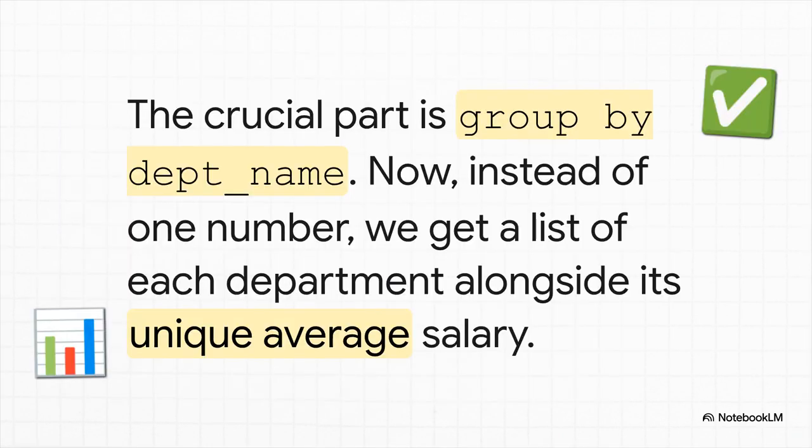So check this out. By just adding group by department name, we totally change what we get back. We're not getting one number anymore. We're getting a list, each department with its own specific average salary right next to it. Suddenly, you have this incredibly powerful way to compare everything at a glance.